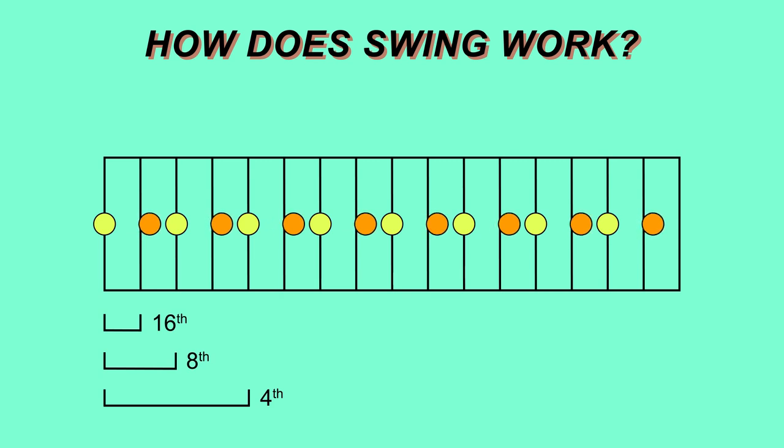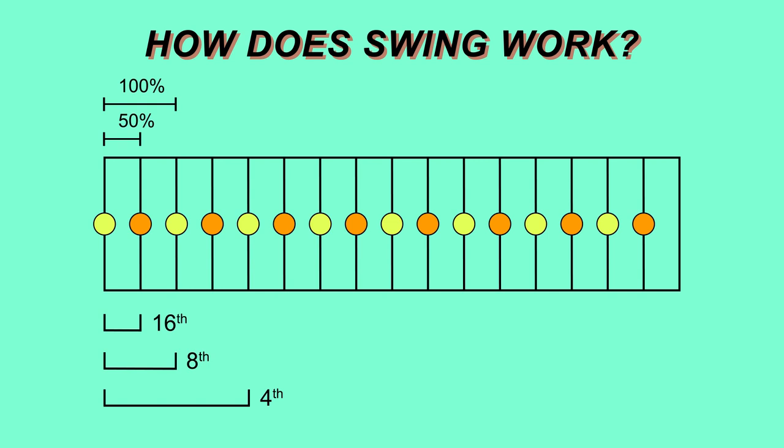The amount of swing is expressed by a percentage, so being 100% the length of an 8th, when you have a 50% swing, it means that the first 16th is taking the same space as the second, so basically you have no swing, and it sounds like this.